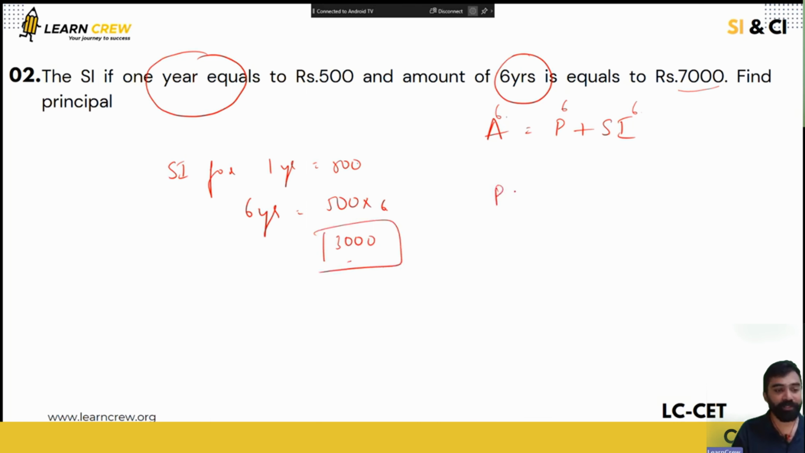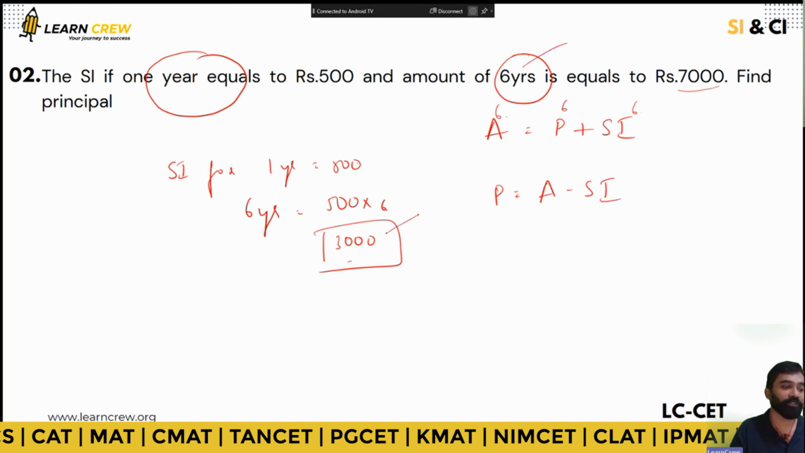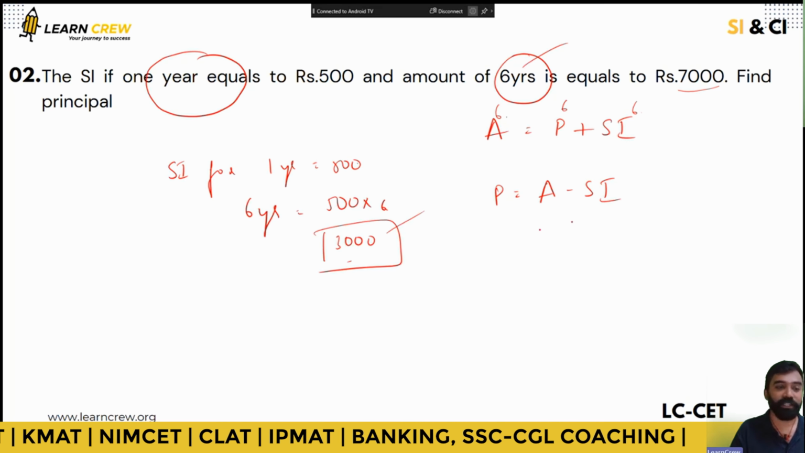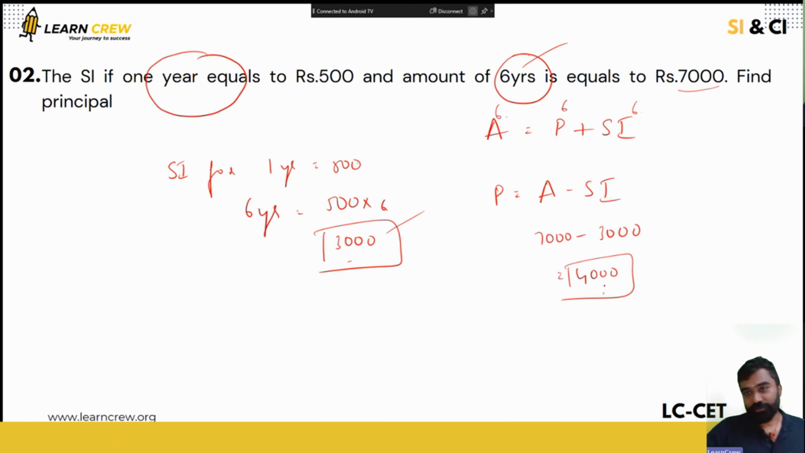Now, you need to find P is equal to A minus SI. A is for 6 years and SI is also for 6 years, so now you can subtract. 7,000 minus 3,000 will give you 4,000. Basic. So, the important point is you need to have both the simple interest and the amount in the same years. Clear? Go to the next one.